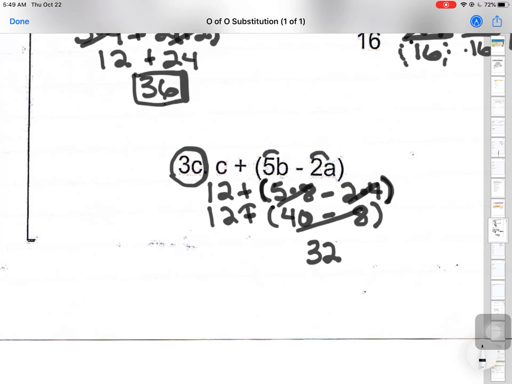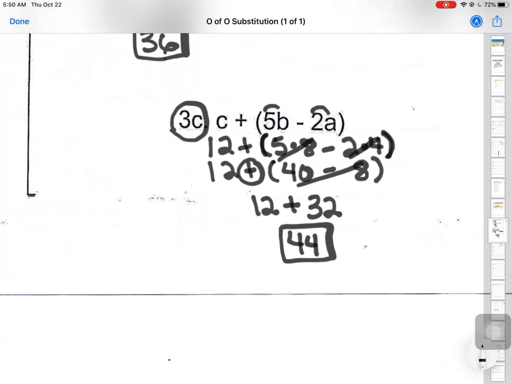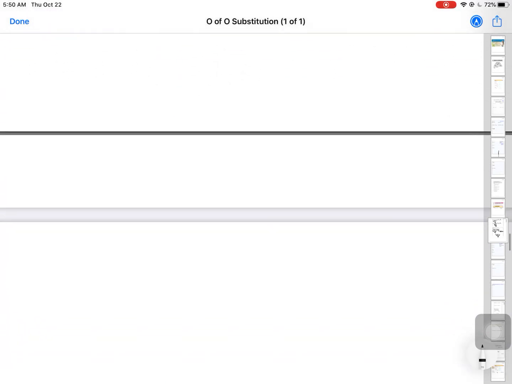Now, since I have an addition sign next to my parentheses, I can skip bringing those down. If those meant multiplication, I'd want to keep them there, but they don't. 12 plus 32. Yep, 44. You have it. Make sure you have all these notes so that you know the right steps to follow.